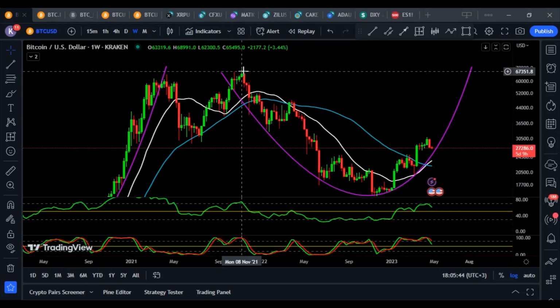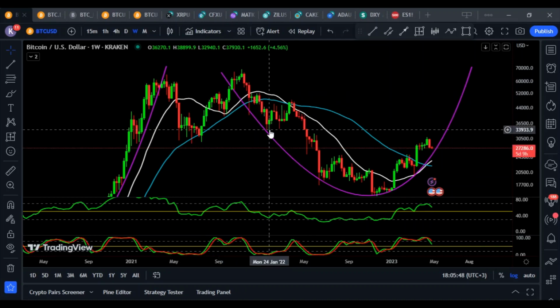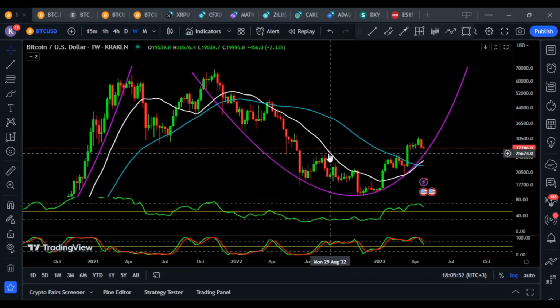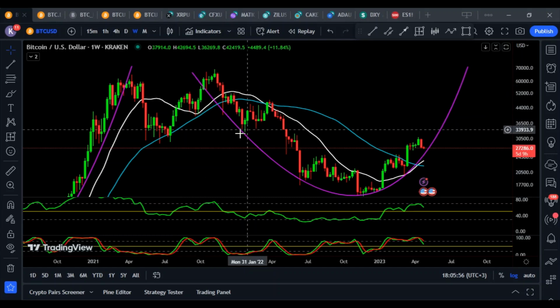No one hits the top, no one hits the bottom. It's just about having confirmations from lagging indicators like the moving averages. So this brings us to today.